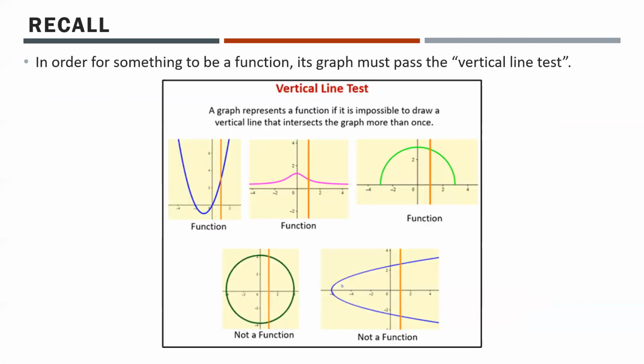Another thing we have to understand is being able to determine whether something is a function or not. One of the easiest ways to tell if something is a function is by graphing it and then using something called the vertical line test.